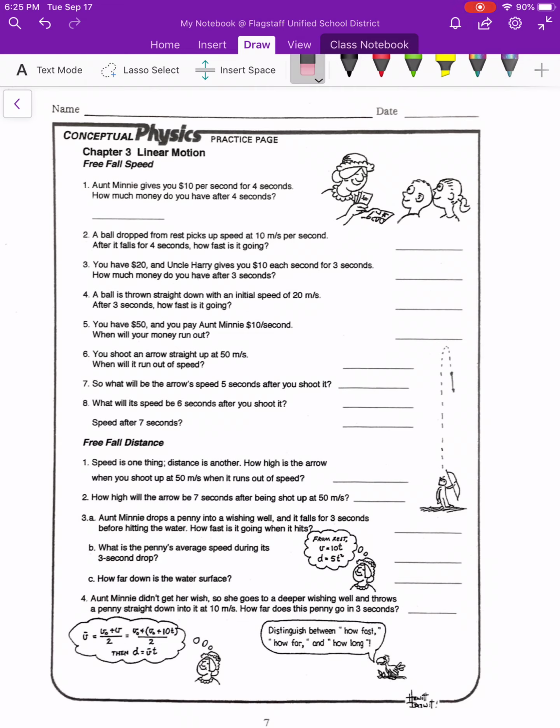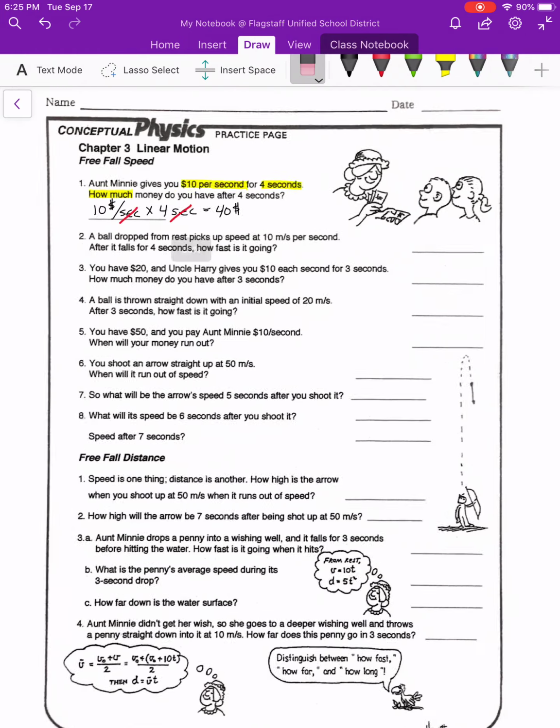I apologize in advance. I'm sick, so I might sound a little sniffly or I might be coughing through this, so again, I apologize, but let's just dive right into it.